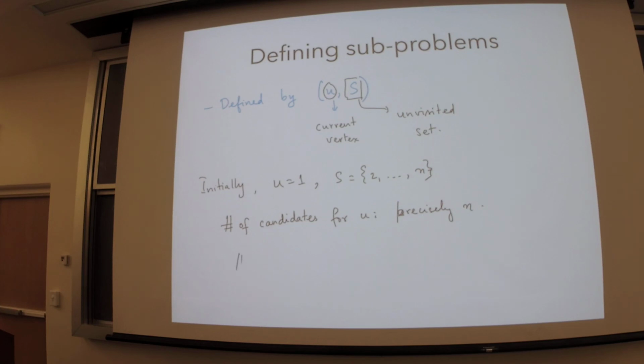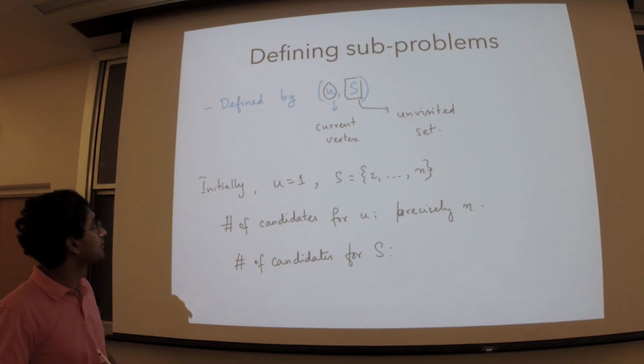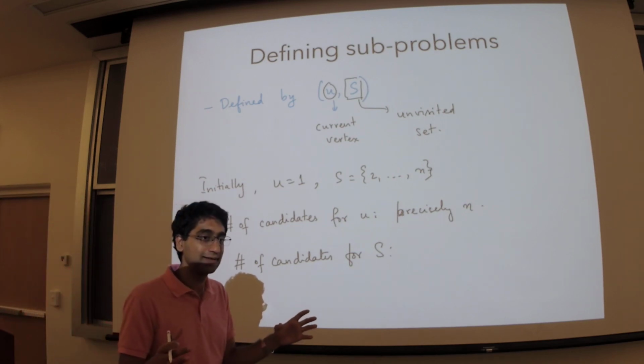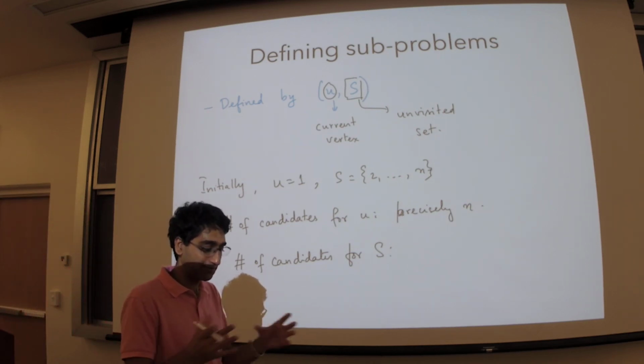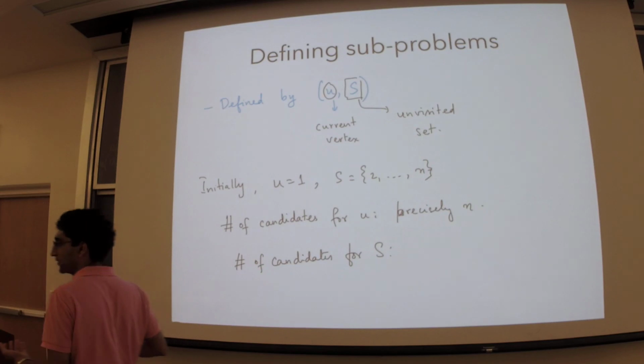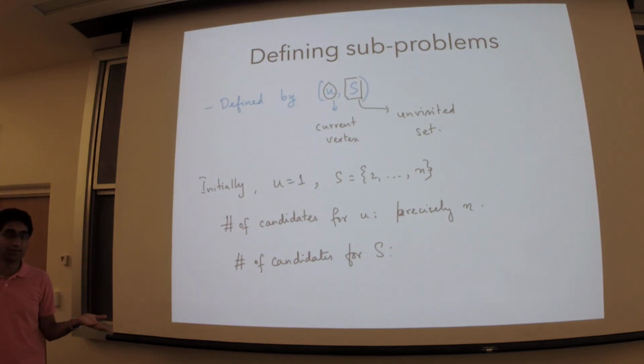And what is the number of candidates for S? N minus 1. How many? But it's a set, right? I know that the number of elements in the set is n minus 1, but the question is how many subsets are there for an n minus 1 sized set? If I take the set 2 through n, and I would like subsets of it, you'll get some subset of it.